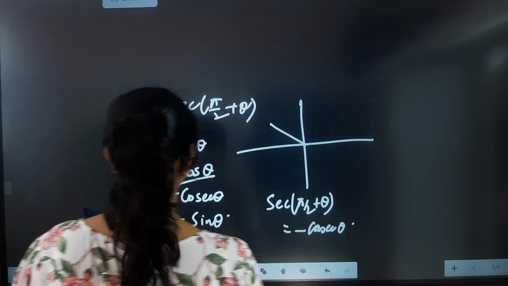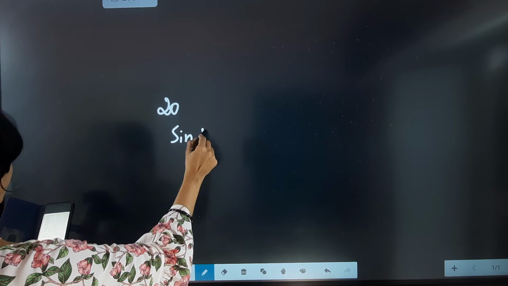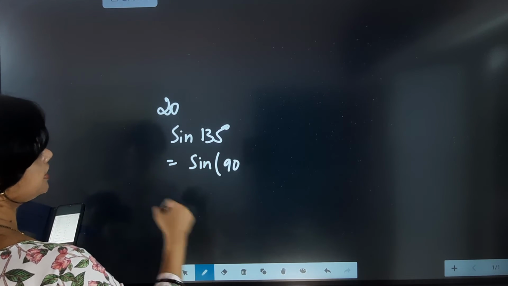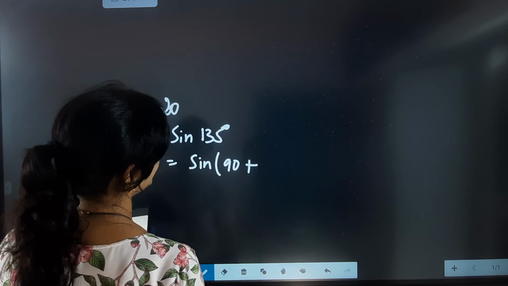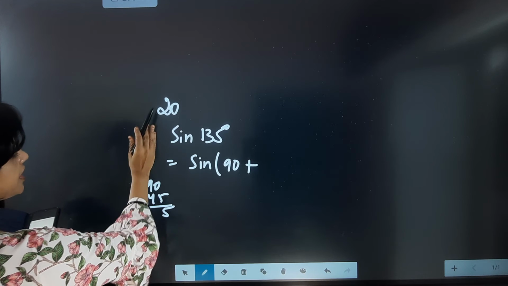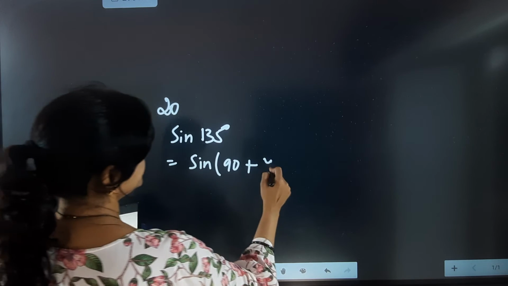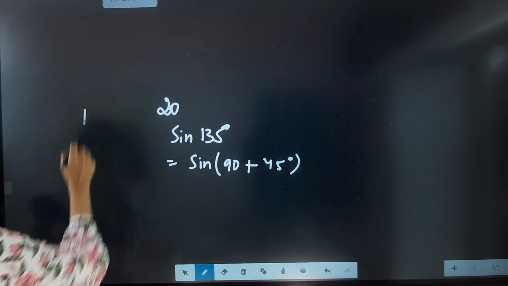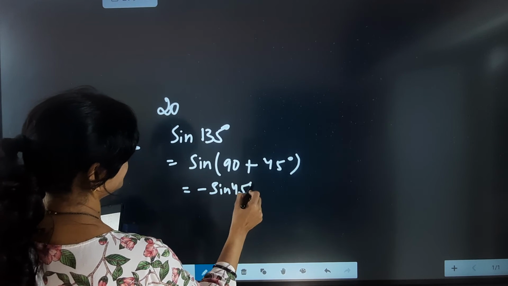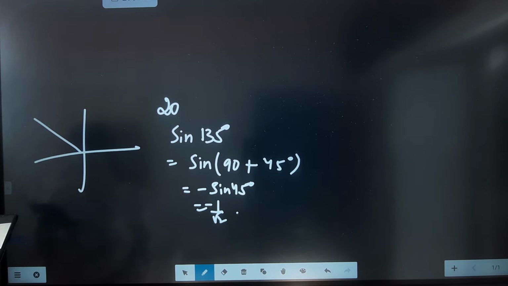Now the next question is question number 20. They are asking for sine of 135 degrees. Shall we write it as sine of 90 plus 45? 135 is coming. So 90 plus 45 is which quadrant? Second quadrant. So it is coming as minus sine 45 degree, so the answer is minus 1 by root 2.